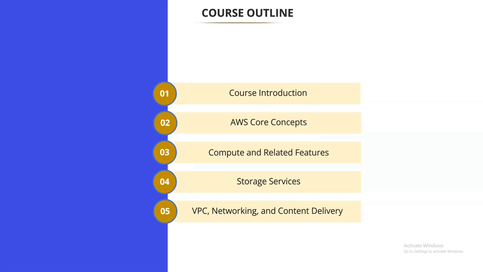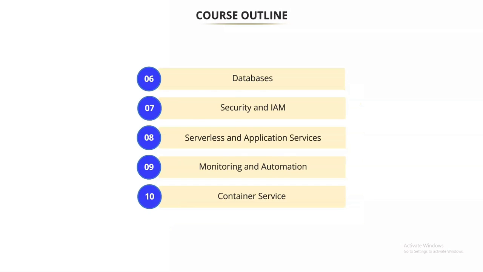Learning path. In the course outline, first we'll be talking about the course introduction. We'll be talking about the AWS core concepts, compute and related features. We'll be talking about storage services, various types of storage services and their features. We'll be talking about networking and IP addressing, along with Virtual Private Cloud, the VPC, and content delivery. We'll be talking about databases. In the databases, I'll be covering SQL and NoSQL based databases, what the differences are and how we use them.